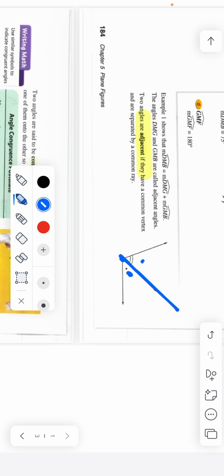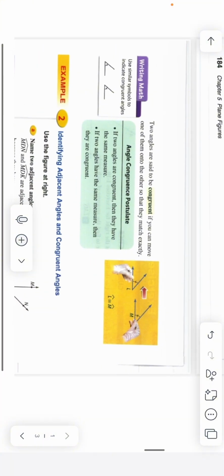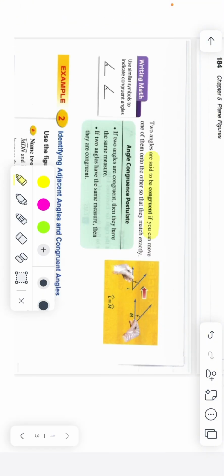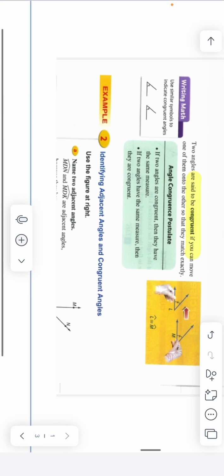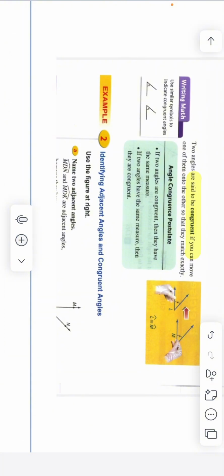We can say, in short, they are neighbors, neighbor angles. Then we have another word over here, which is written congruent. What does congruent mean? Congruent means the angles are equal. Congruent in mathematics means equal. So here we have a theorem, a postulate. Theorem means a sentence that scientists proved before.